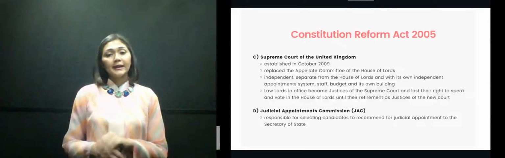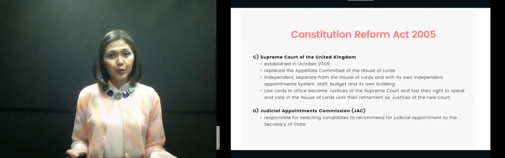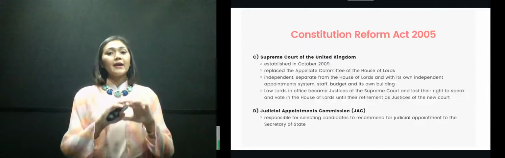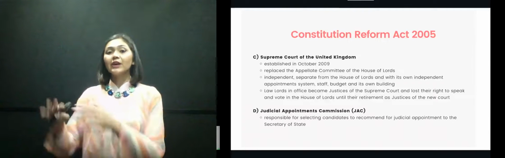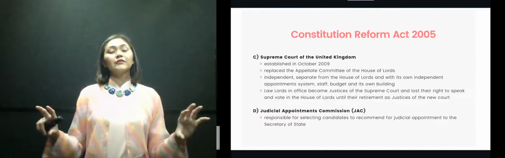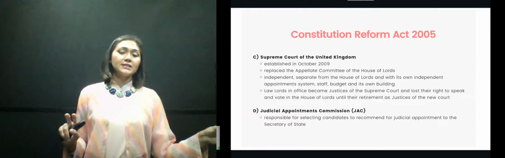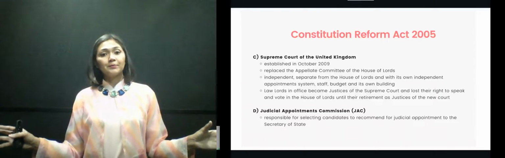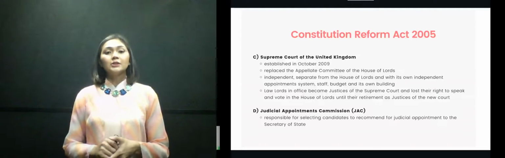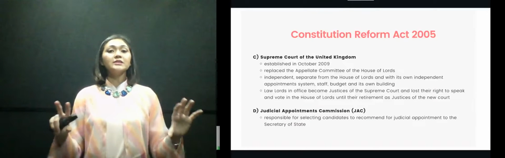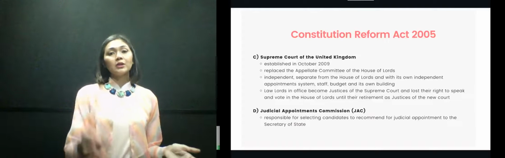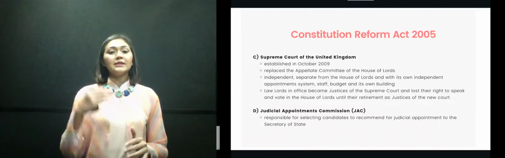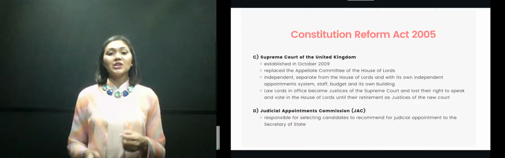The third one is with regards to the establishment of the Supreme Court. It replaced the House of Lords. They have their own building, their own staff, their own budget. So there is no conflict of interest between the House of Lords that sits in Parliament and the House of Lords being the highest court in the UK. And lastly is the Judicial Appointments Commission. This is the significant change brought by the Constitutional Reform Act, whereby the commission is responsible for selecting candidates to hold a position as a judge.